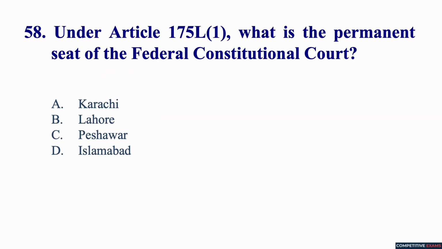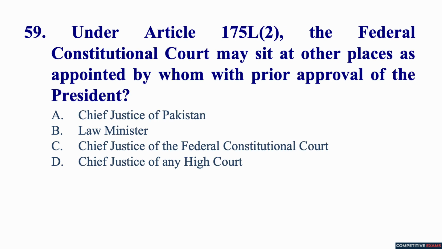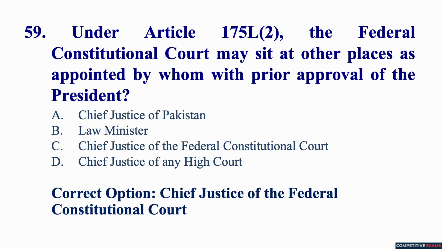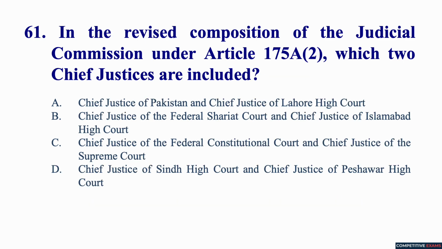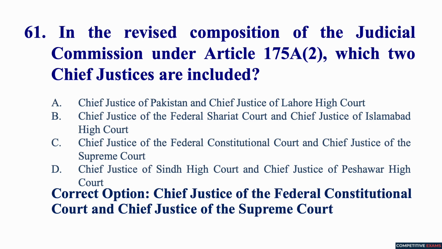Under Article 175L(1), what is the permanent seat of the Federal Constitutional Court? Islamabad. Under Article 175L(2), the Federal Constitutional Court may sit at other places as appointed by whom with prior approval of the President? Chief Justice of the Federal Constitutional Court. Under amended Article 175A, the Judicial Commission's marginal note now refers to which court in addition to others? Federal Constitutional Court. In the revised composition of the Judicial Commission under Article 175A(2), which two Chief Justices are included? Chief Justice of the Federal Constitutional Court and Chief Justice of the Supreme Court.